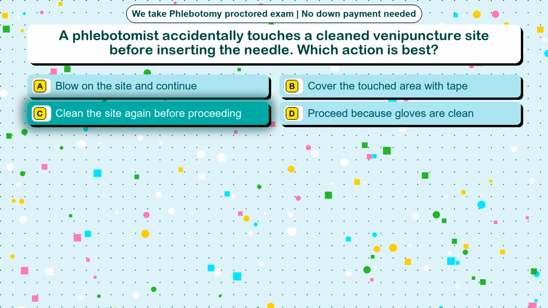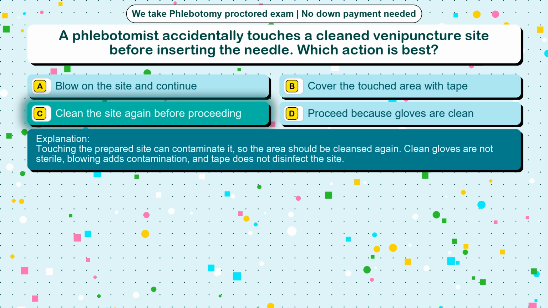Clean the site again before proceeding. Touching the prepared site can contaminate it, so the area should be cleansed again. Clean gloves are not sterile, blowing adds contamination, and tape does not disinfect the site.